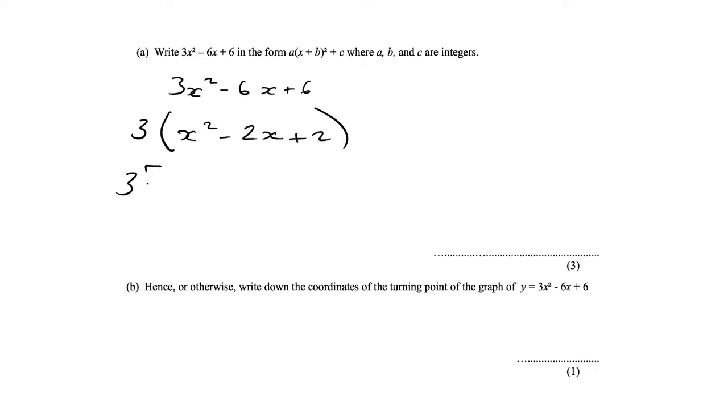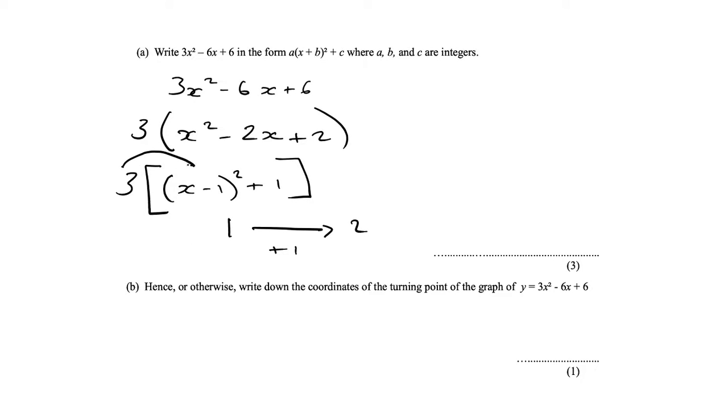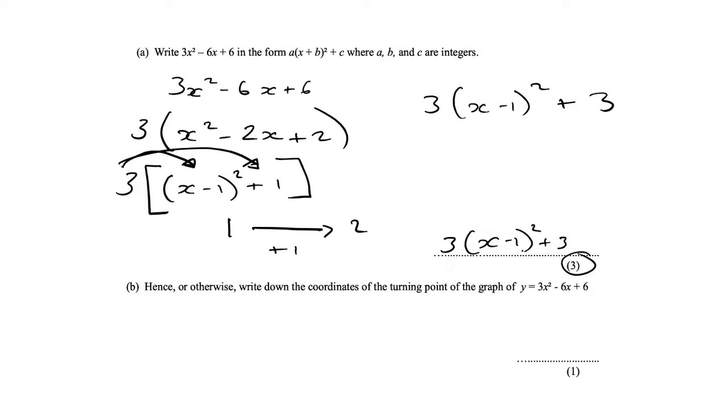So let's get our square brackets out. So half the middle number, so it's going to be (x minus 1) squared. Minus 1 squared is just 1. We need to get to 2, so we're going to add 1. So add 1 and close your brackets. We need to multiply everything outside the brackets by everything inside the brackets. So 3(x minus 1) squared, and 3 multiplied by 1 is positive 3. That's the completed square. And that's going to give you 3 marks.